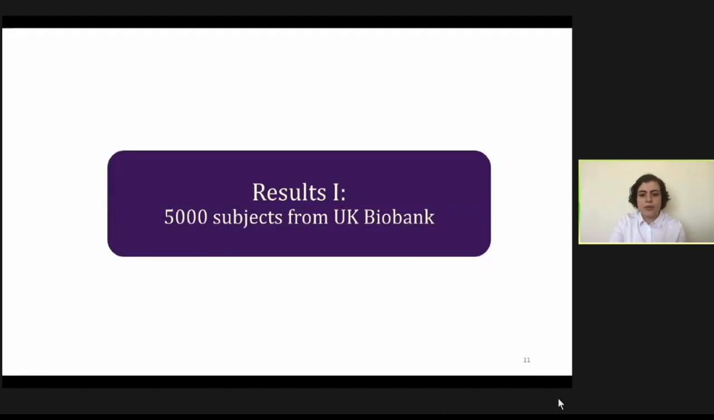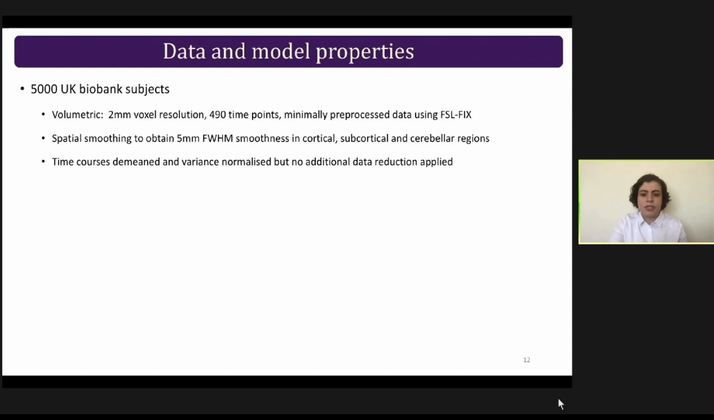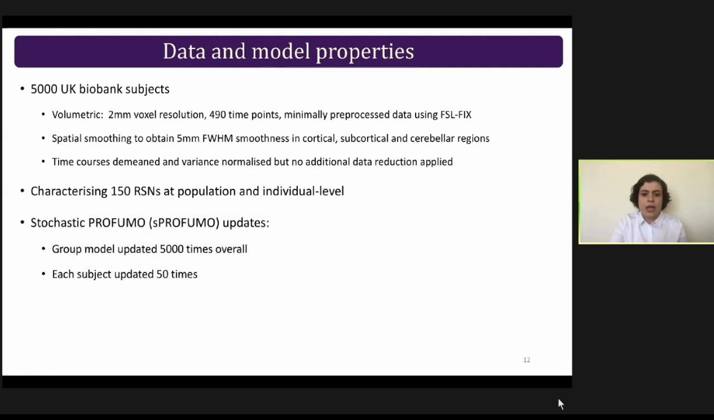Right, now that we have the model, we obtained results from 5,000 subjects from UK Biobank. The data were minimally pre-processed for artifact rejection, smoothed, and then we characterized 150 RSNs at population and individual level. And the stochastic parameters included thousands of updates at group level, with each subject being updated 50 times on average.